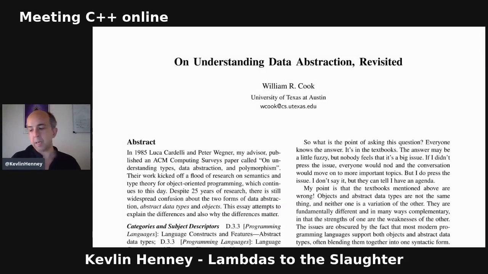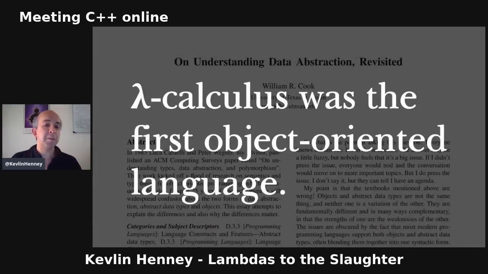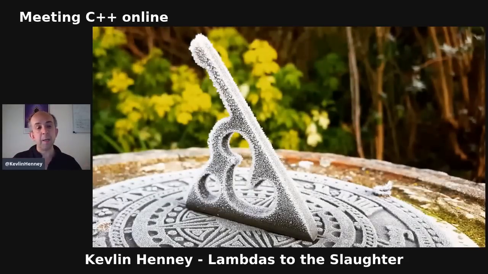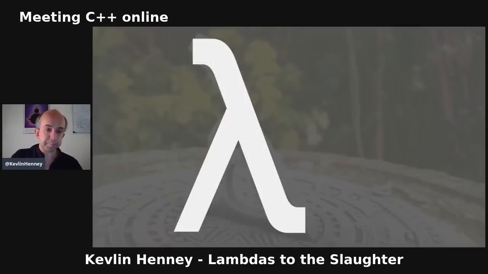And this leads us to a concluding observation. William Cook wrote a really interesting paper back in 2008 or 2009, On Understanding Data Abstraction, Revisited. He revisited a paper from the mid-80s that was all about data types, data abstraction, and polymorphism, and there's a lot of really good stuff in that. That is the foundation for many things that we find familiar today. But he made this wonderful throwaway remark: lambda calculus was the first object-oriented language, because of these polymorphic properties, but also because of these data abstraction properties.